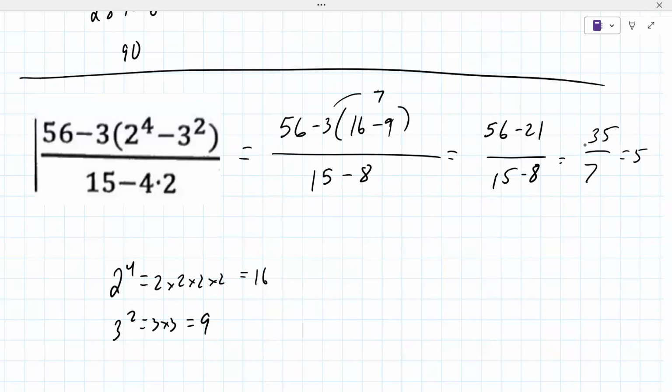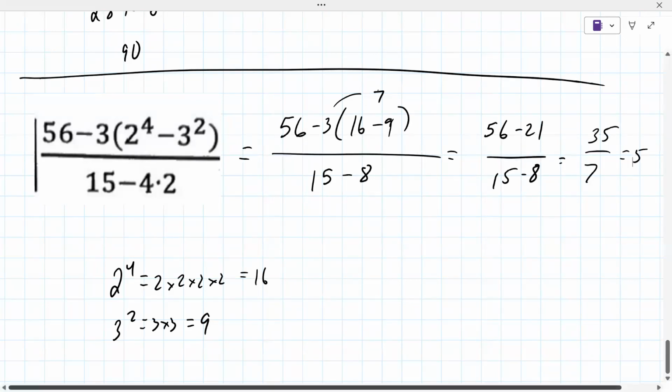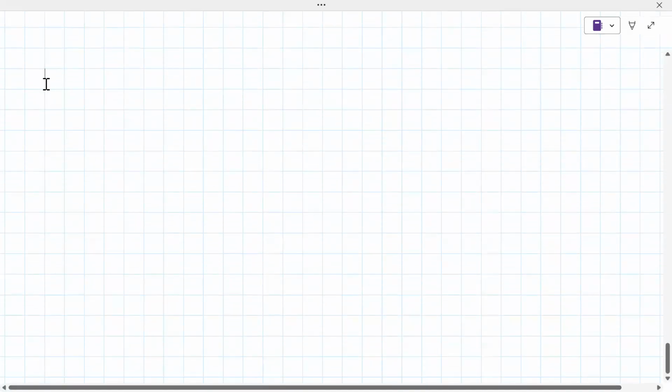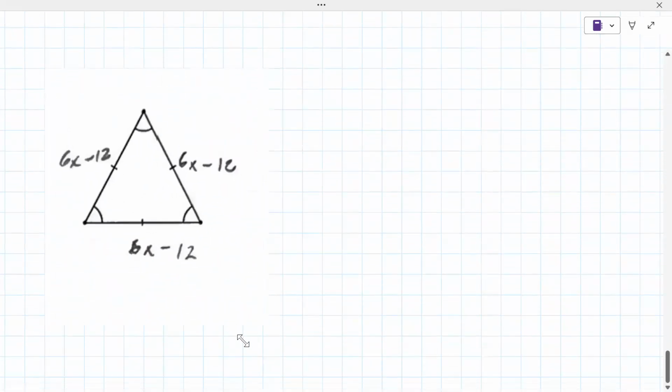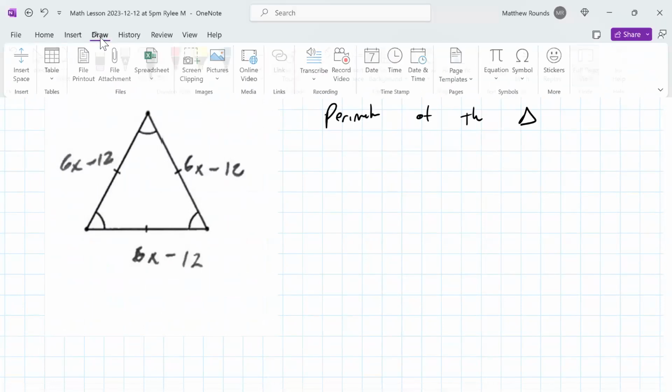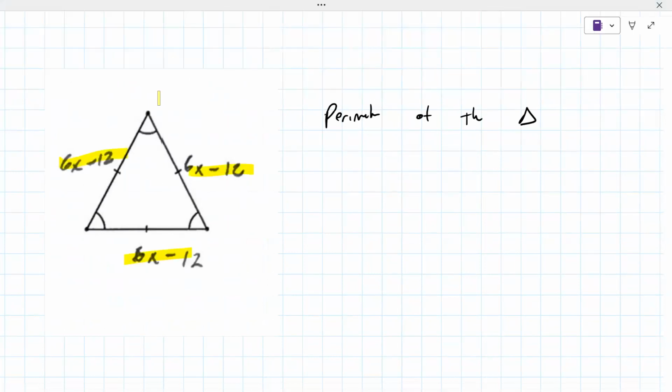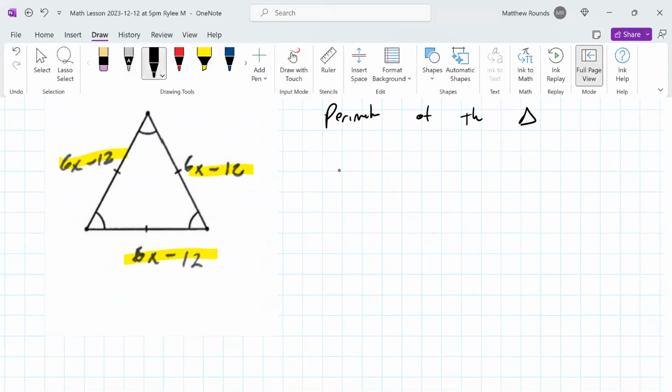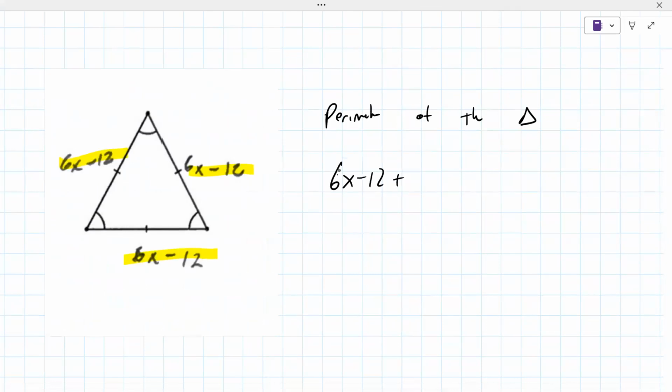All right. Any questions on that? No. Okay, so here's a new problem. The problem here is asking for the perimeter of the triangle. So each of these are the same: 6x minus 12, 6x minus 12, and 6x minus 12. So could you add like terms? Yeah.